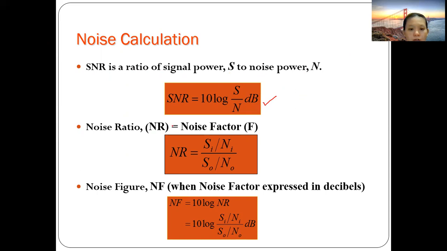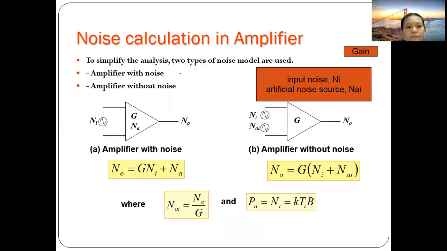Okay, noise ratio NR is equal to the noise factor, so it's F. So NR is equal to SI divided by NI, divided by SO divided by NO, the output. Okay. For noise figure NF, when the noise factor is expressed in dB, we know it as the noise figure. NF is equal to 10 log NR. So 10 log of NR, which is SI divided by NI, divided by S out divided by N out, okay, in dB units.